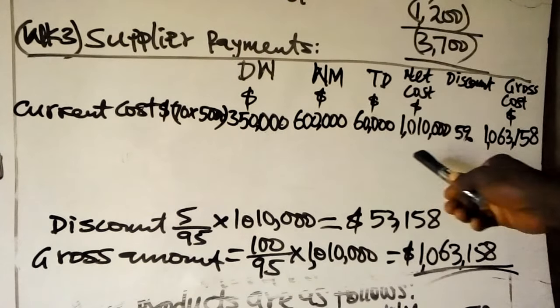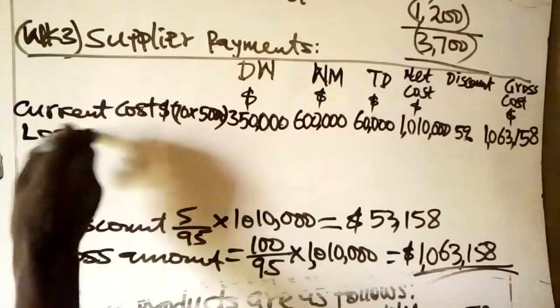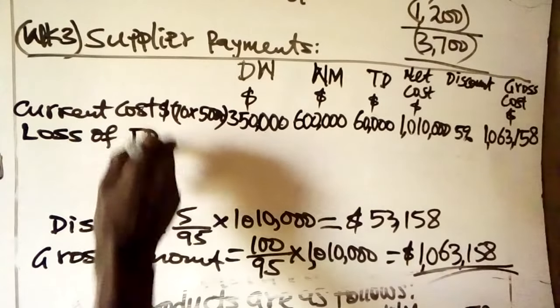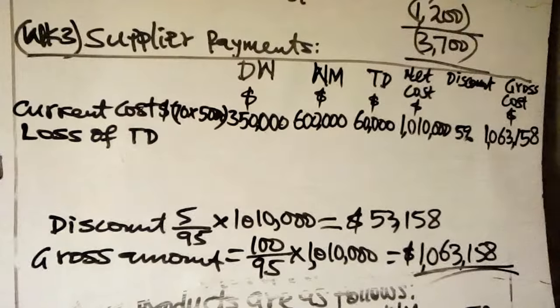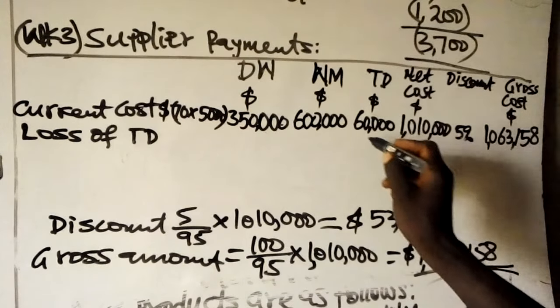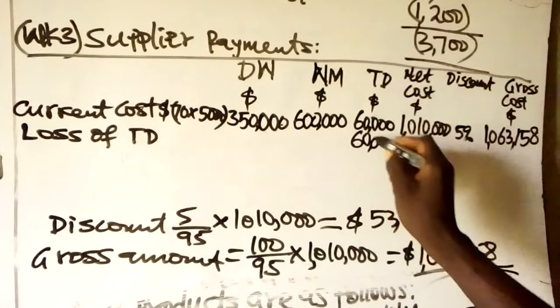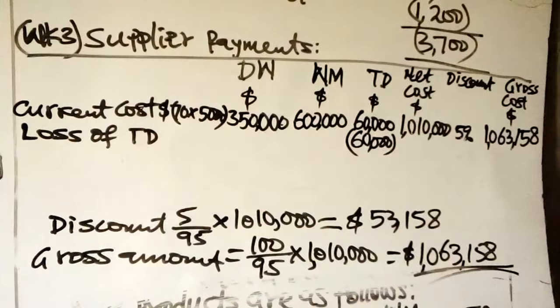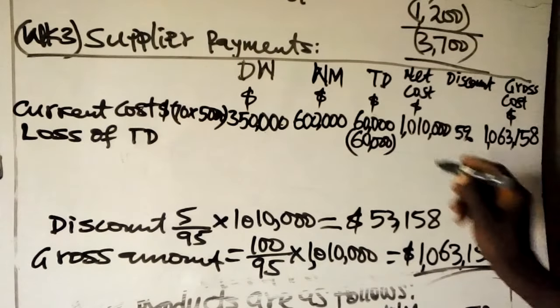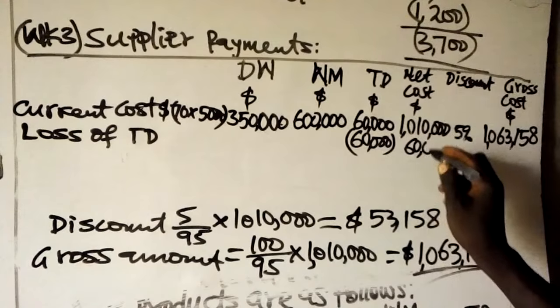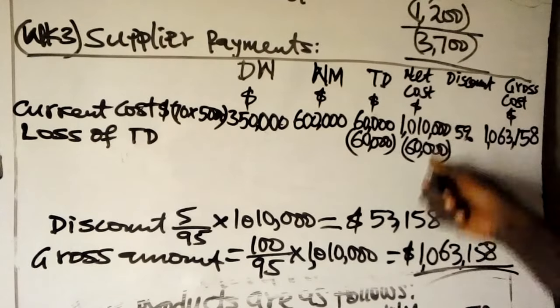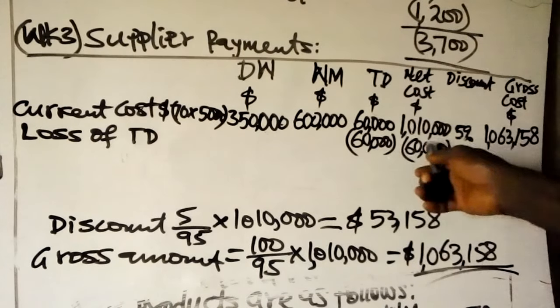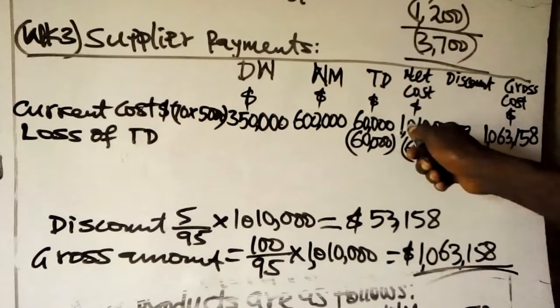So the cost of TD that will be saved is 60,000. So that goes out of the cost. The net cost is reduced by 60,000 because it will be saved. That means if you cease TD now, you will not buy up to this material.